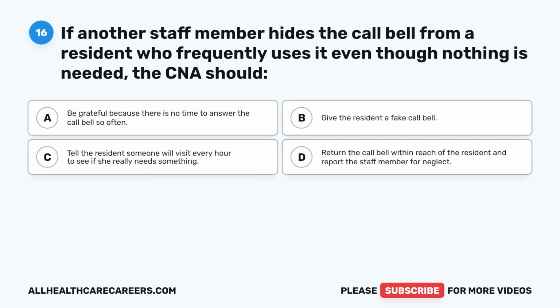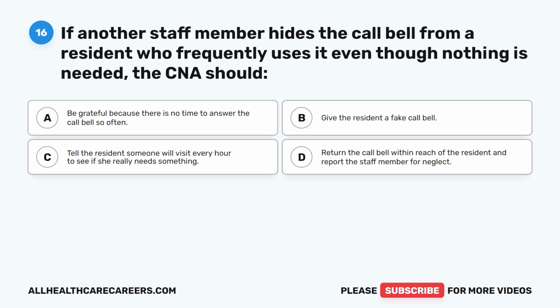Question 16. If another staff member hides the call bell from a resident who frequently uses it even though nothing is needed, the CNA should A. Be grateful because there is no time to answer the call bell so often. B. Give the resident a fake call bell. C. Tell the resident someone will visit every hour to see if she really needs something. D. Return the call bell within reach of the resident and report the staff member for neglect.